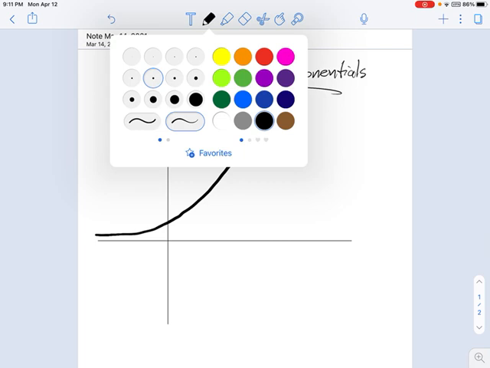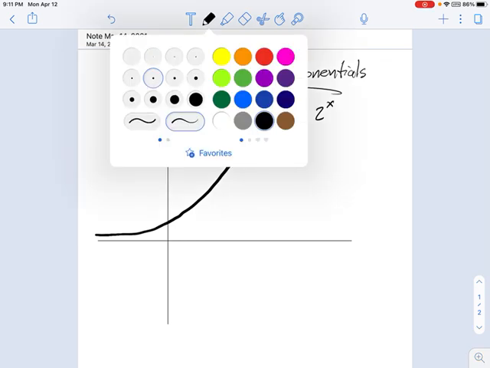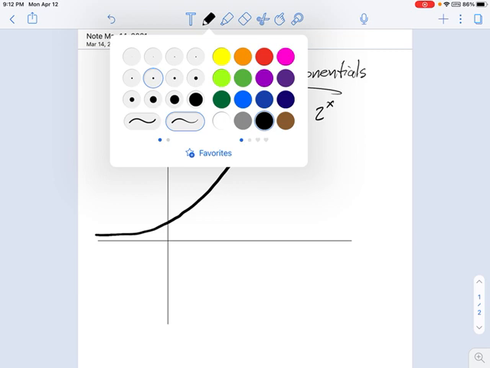So I'll just call this f of x right here, and we'll say this equals, I don't know, 2 to the x. Okay, well, we've talked about how logarithms are the inverse of exponentials. So what does an inverse function look like? Well, it's flipped over this line, and let me actually put a line in here.